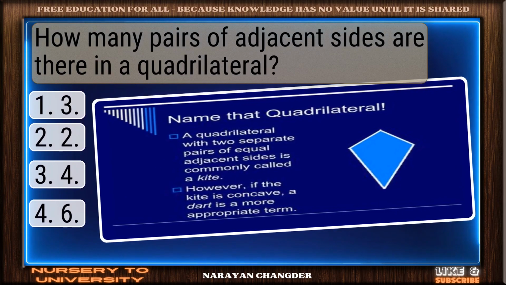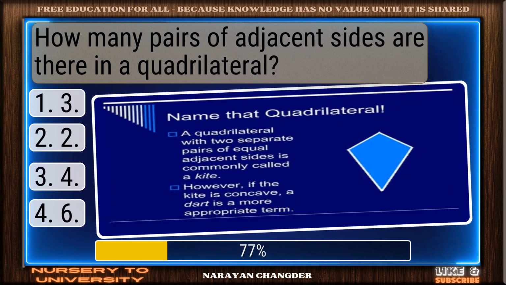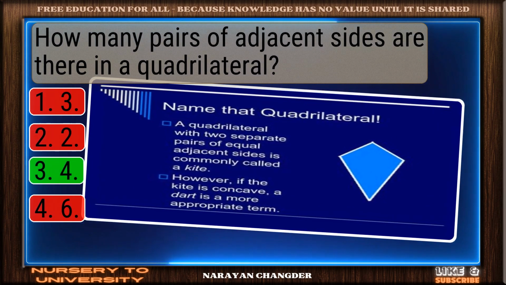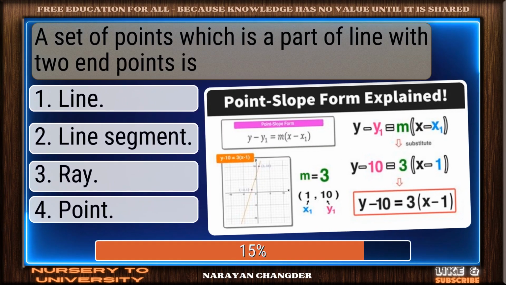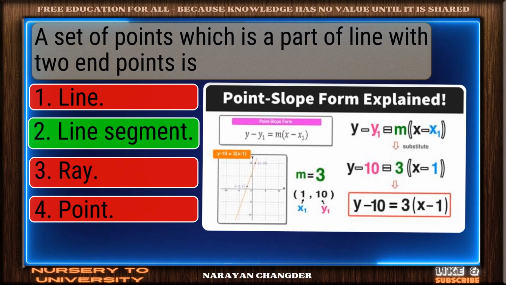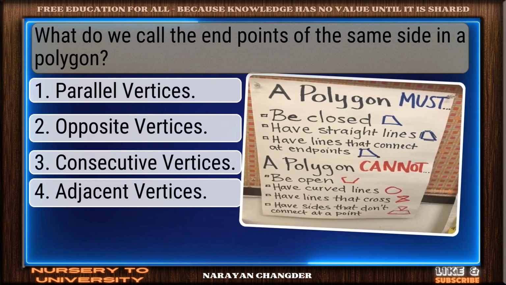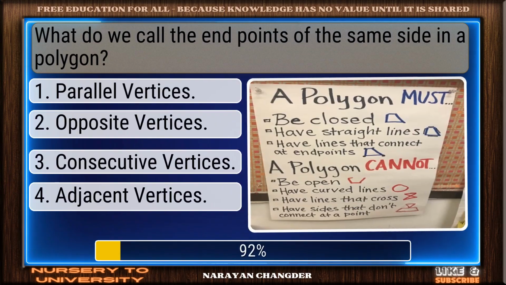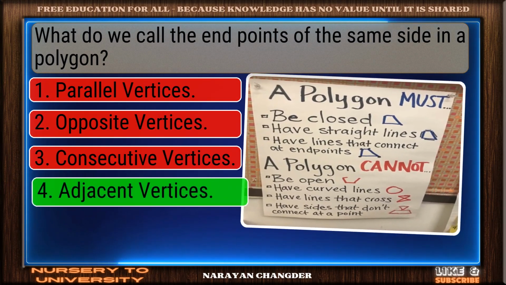How many pairs of adjacent sides are there in a quadrilateral? Excellent choice. 4 is the right answer. A set of points which is a part of line with two endpoints is. Nice work. You chose line segment and it is correct. What do we call the end points of the same side in a polygon? You chose adjacent vertices, and it is correct.